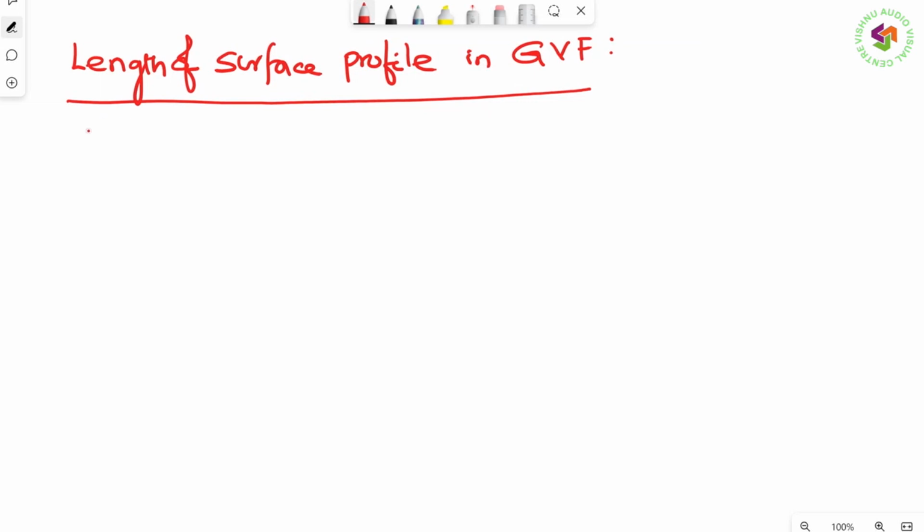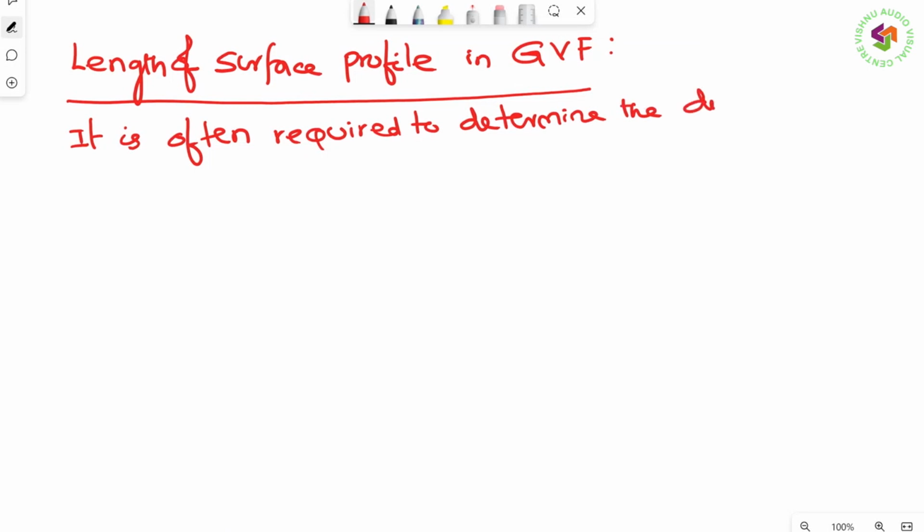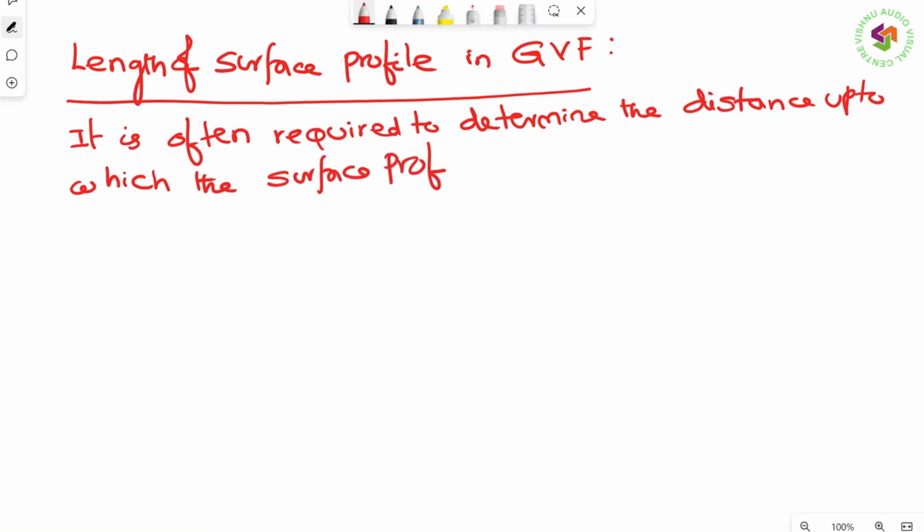Normally, in practice, it is often required to determine the distance up to which the surface profile of gradually varied flow extends.